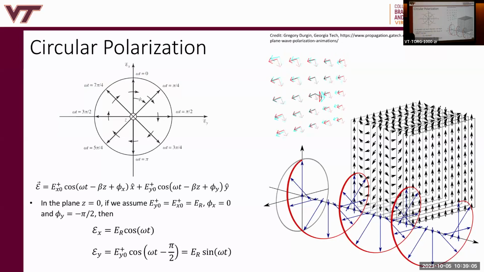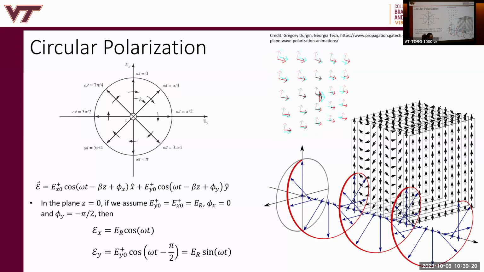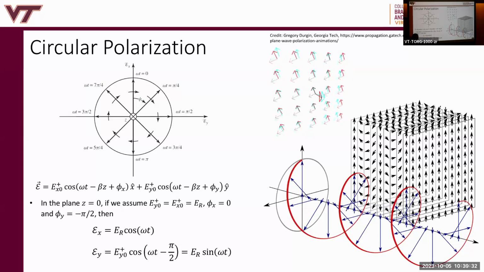Here's the electric field. In general, it has an EX and an EY component. We've plotted it in the real domain. And we're assuming that we're in the Z equal to 0 plane, so we can get rid of beta Z. And now we're going to assume the case when EY naught and EX naught are equal in amplitude. We'll see that that matters. That's what defines circular polarization, that and a particular phase shift. EX naught equal to EY naught, we're going to call it E subscript R, for E right. We'll see that there's a right-hand circular polarized plane wave. We're going to assume that phi X is equal to 0, and phi Y is minus pi over 2.